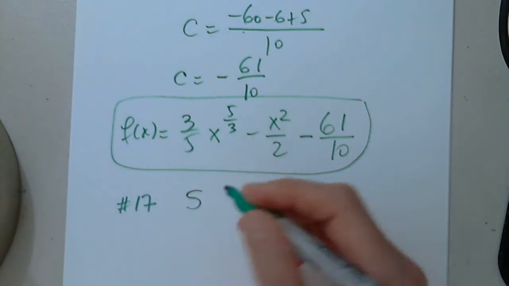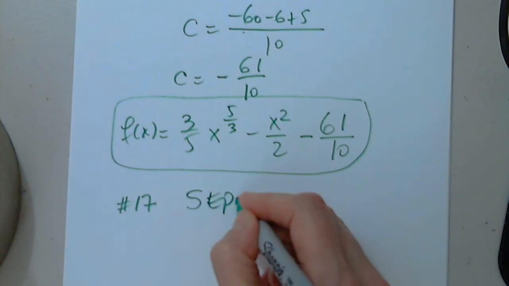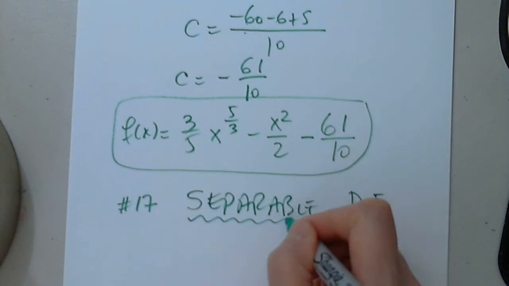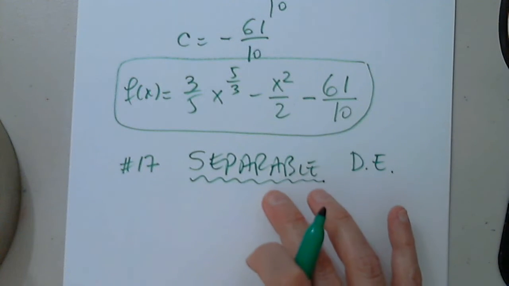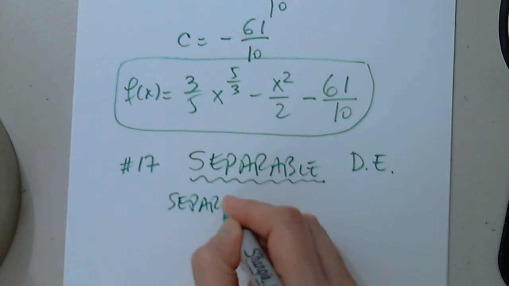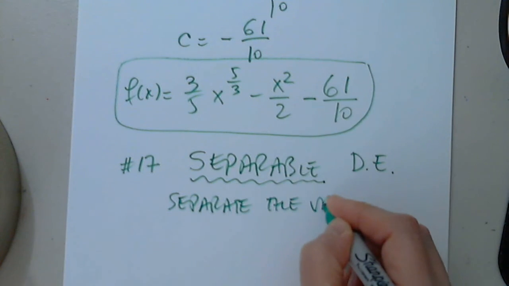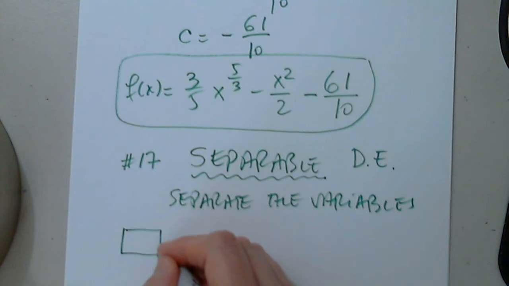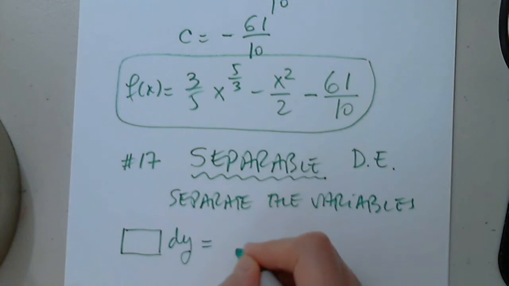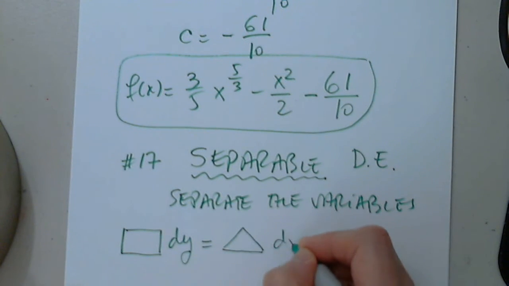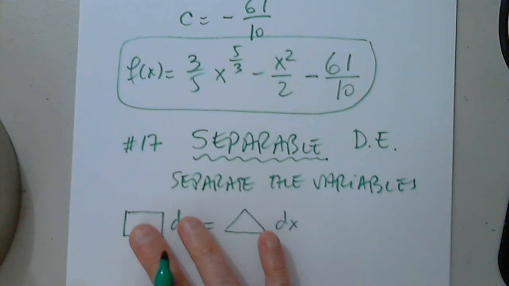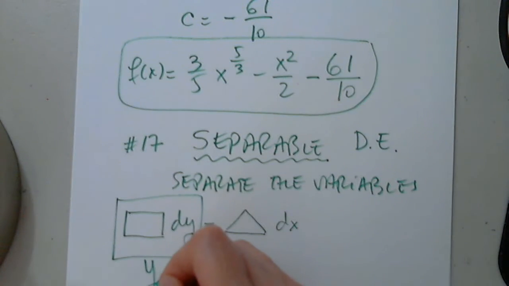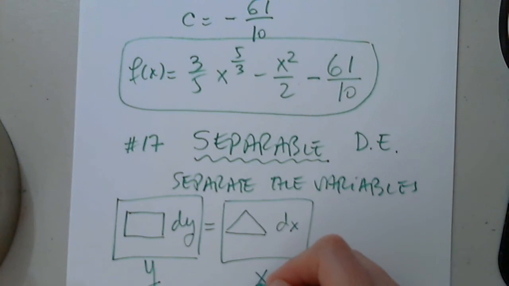These are all simple separable differential equations. What does this mean? We will separate the variables. One variable on this side, let's say with dy, and the other variable on this side, let's say with dx. There is no x here, and there is no y here. This side has only y, and this side has only x.